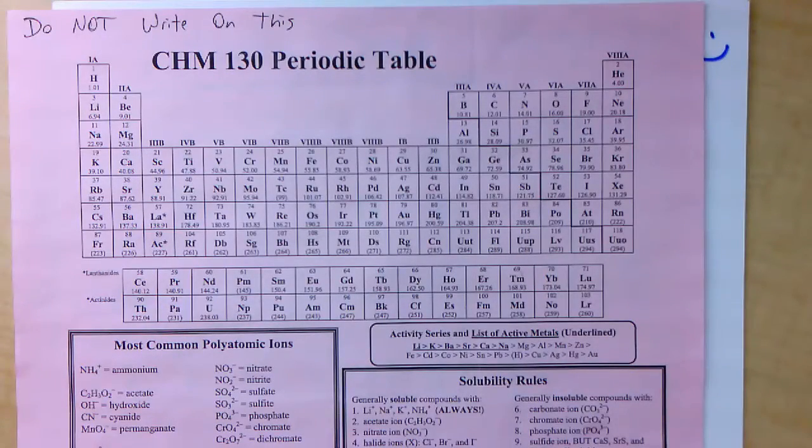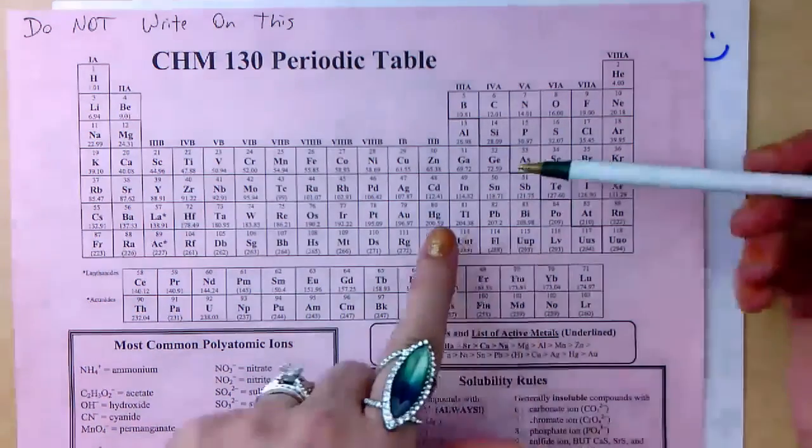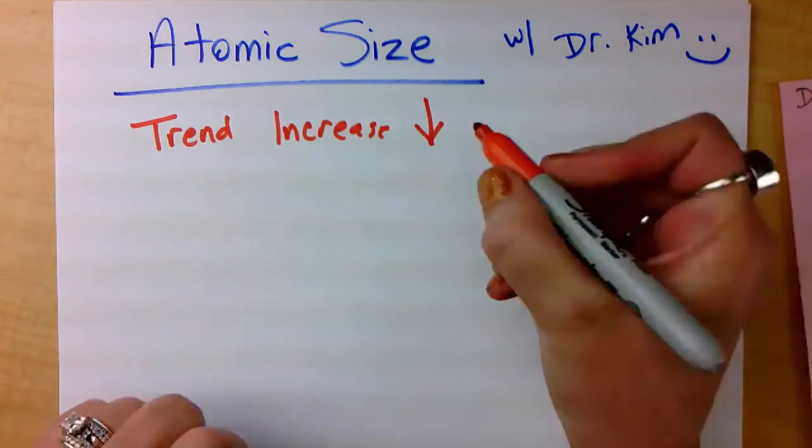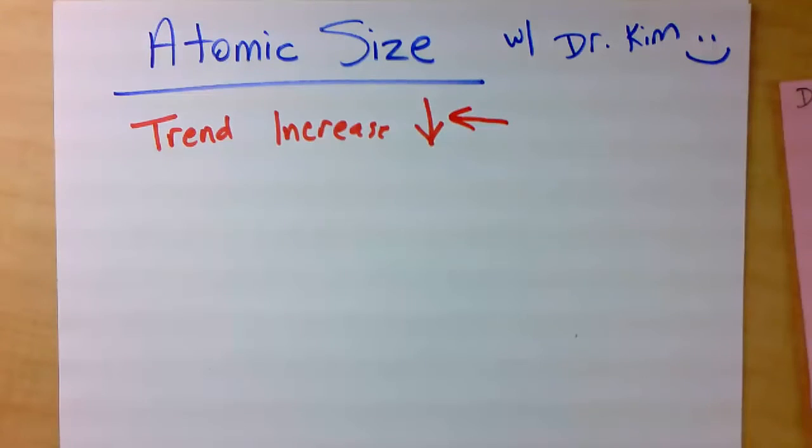In fact, that's incorrect. I know, shocking. We're actually getting bigger as we move towards the left. So the trend is to increase as we move to the left. And I know you're thinking I'm wrong at this point, but hang on, I'm going to explain it to you.